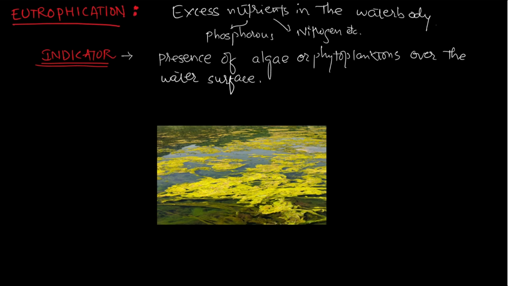Now how do we identify whether the water is eutrophied or not? There is this indicator: the presence of algae or phytoplanktons over the water surface. In this image we can see that the presence of algae or phytoplanktons over the water surface is the indicator of eutrophication. Let us see things in greater depth in the coming slides.